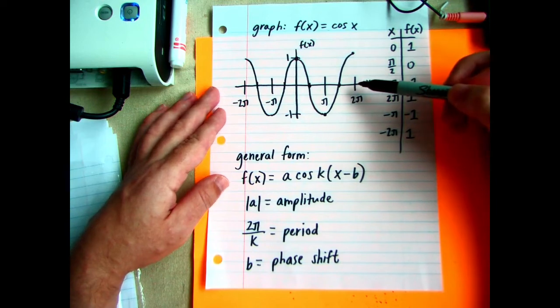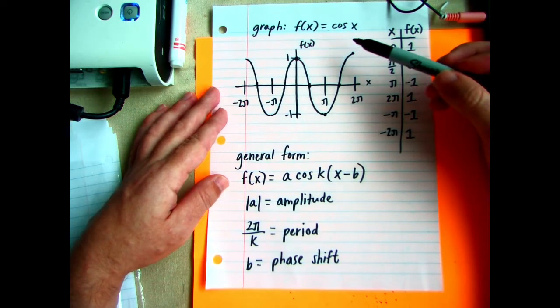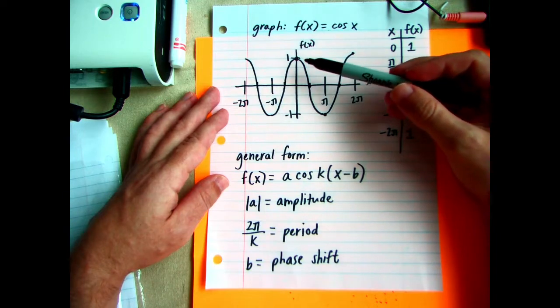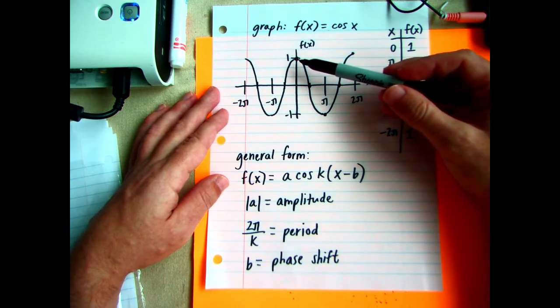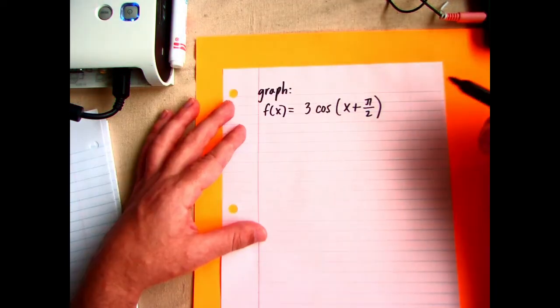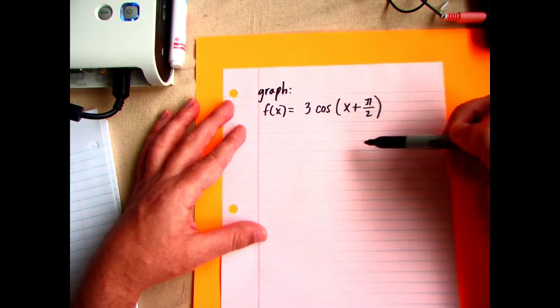So last thing, before we do some examples, I just want to reiterate the fact of how cosine looks. What I'm calling the center point is at 0, 1. And that's different than sine. Sine's center point was at 0, 0.